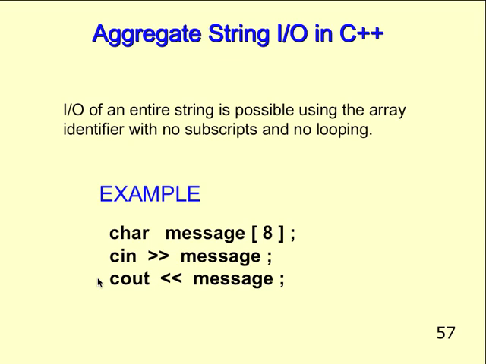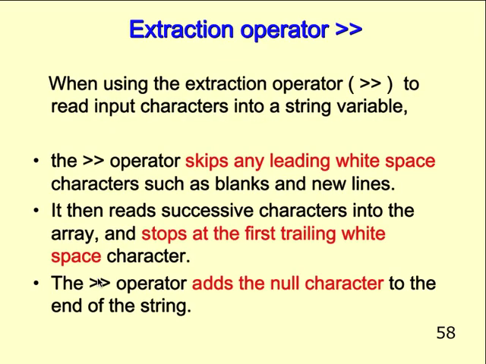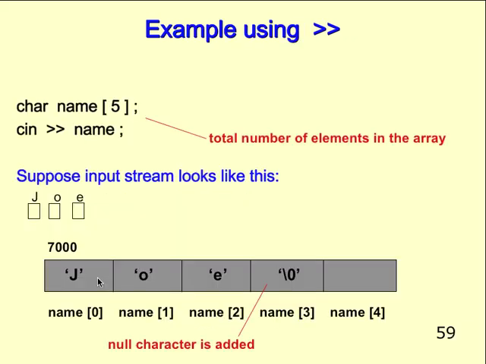So if we read it in, message is going to have 9 elements, not 8, because it has that null character at the end, since the operator adds the null character to the end of the string. So here we have cin name, size 5, and we typed in Joe, it looks like, total number of elements.